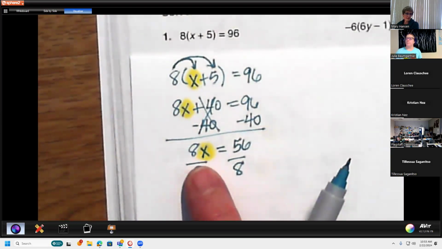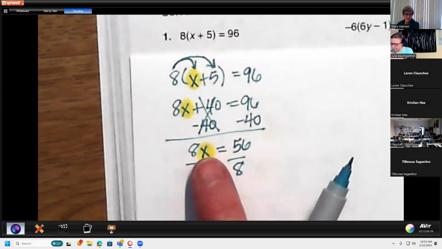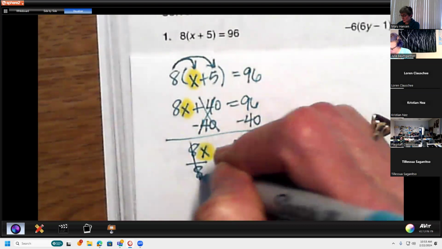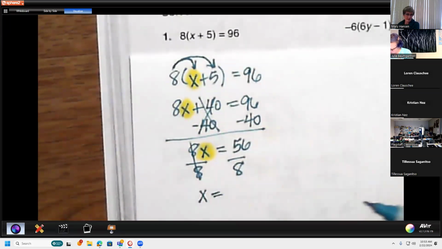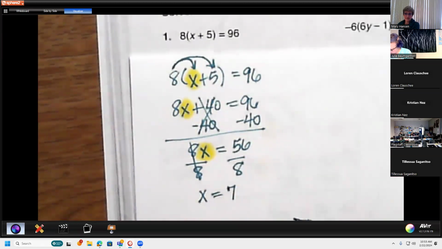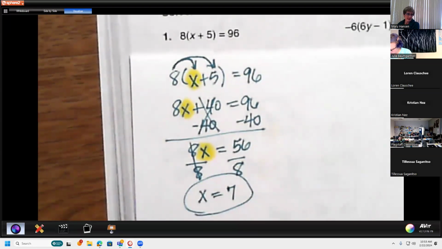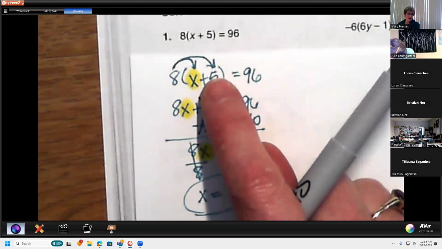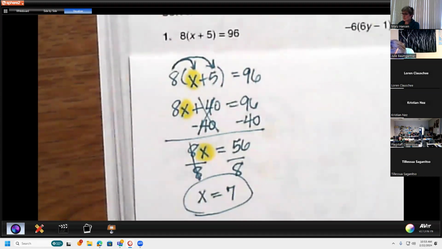8 is being multiplied by x. The inverse operation is division. Division undoes the multiplication, or another way to think of it is 8 divided by 8 is 1, and I'm looking for just one x and what it's equal to. 56 divided by 8 is 7. Good job. Okay, if I put it back up here, 7 plus 5 is 12, and 8 times 12 is 96.